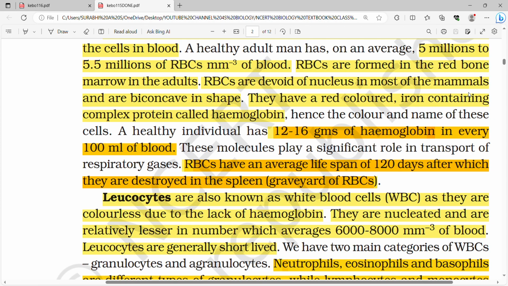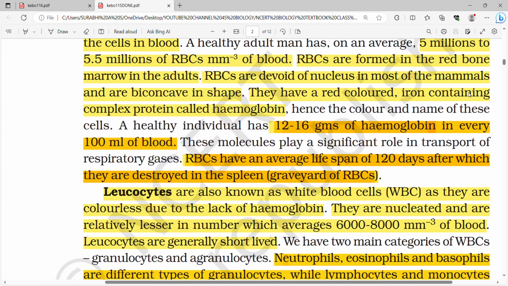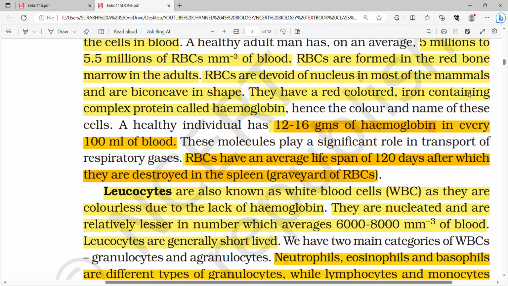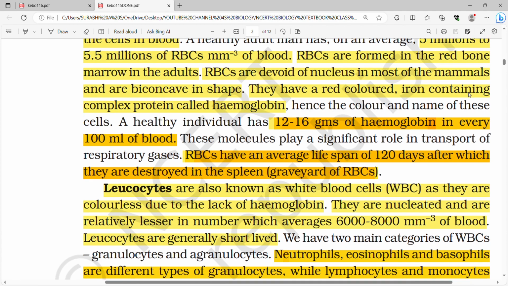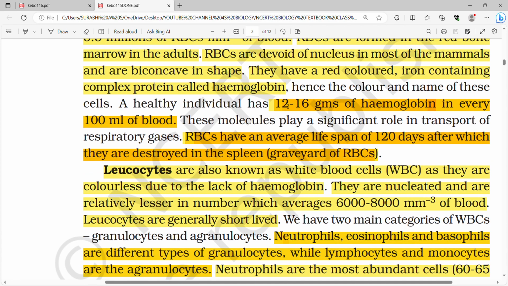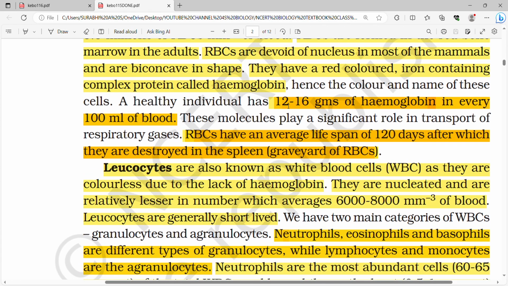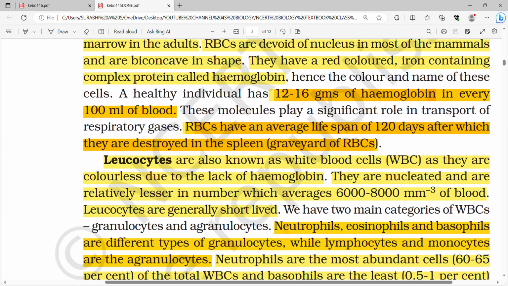And you have to know that RBCs are devoid of nucleus in most of the mammals and are biconcave in shape. So you should know this shape also. They have a red colored iron containing pigment or protein which is called hemoglobin. This number is very important. It has been asked in PYQ. So 12 to 16 grams of hemoglobin is present in every 100 ml of blood.